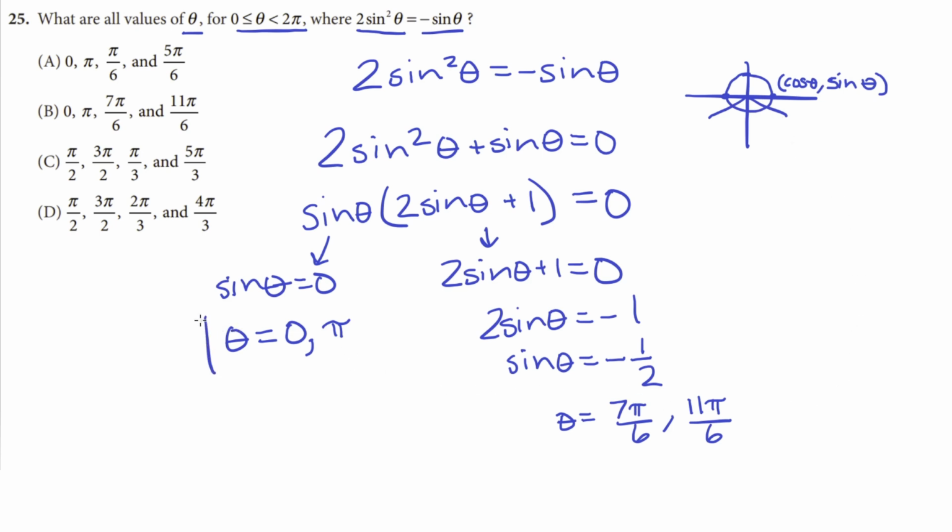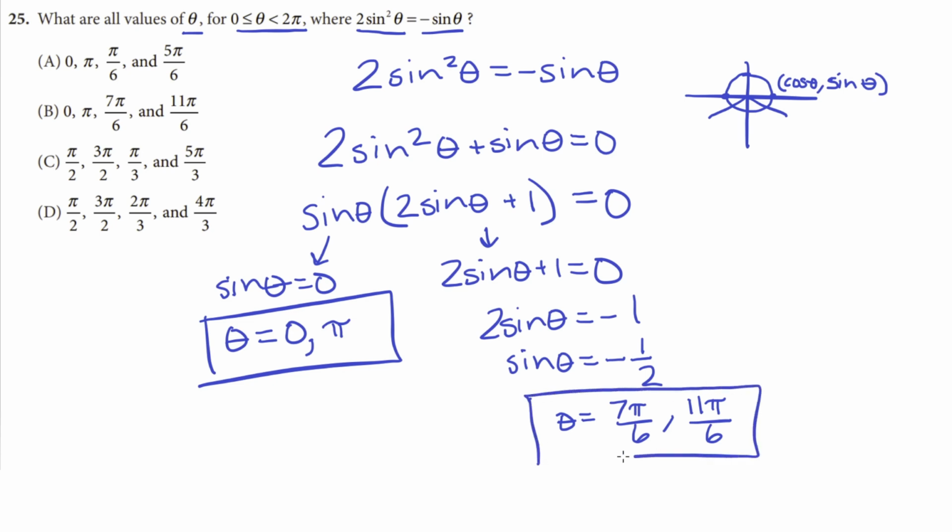So now we have 4 different values of theta that satisfy this equation. And these 4 values are all in answer choice B. So B is correct.